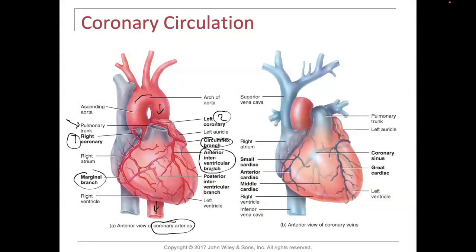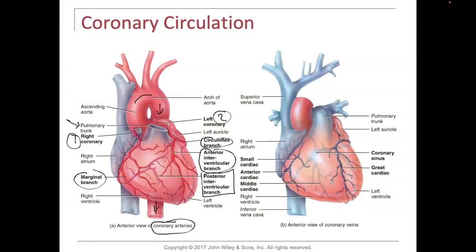Now, if there's an anterior interventricular branch, there's going to be a posterior interventricular branch, but it's on the posterior side. That's why the color red looks a little lighter, because you have to go around to the posterior to see it.